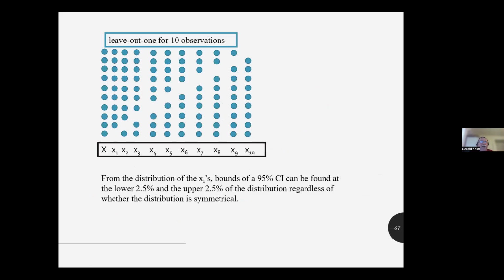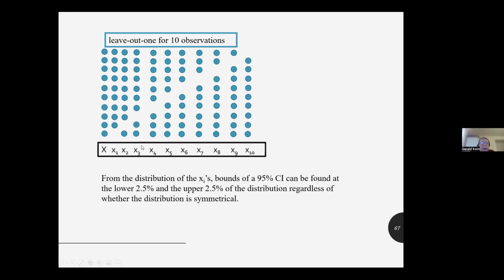So leave out one. This illustrates what we mean here. If we have 10 observations, here's our statistic with all of them in there. Then we take out the first patient, or the first subject here, and we recalculate our mean, and we take out the second, recalculate the mean, then take out the third, fourth, and so on.